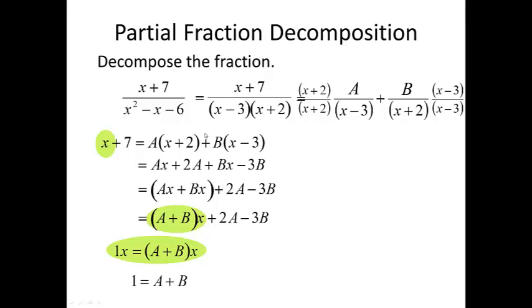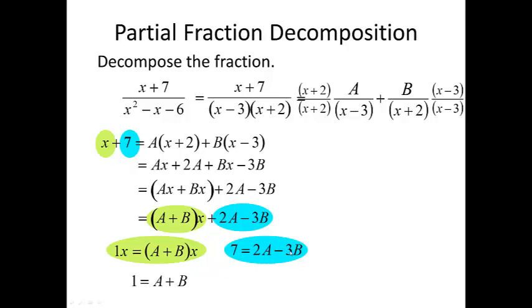Now we're going to get another equation. We're going to take the 2A minus 3B, and we'll make that equal to the other part, the 7. Because these two don't have x's, and the 7 doesn't have an x, but these two had x's, and that one had an x. So we make that equal so that we know that 7 has to equal 2A minus 3B. Now we have these two equations, and I'm going to use elimination to solve for them.